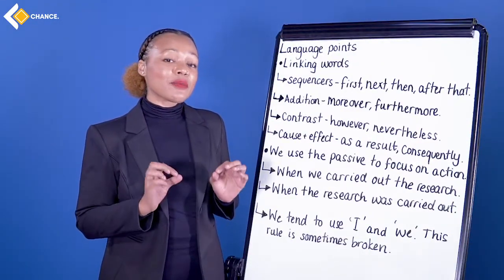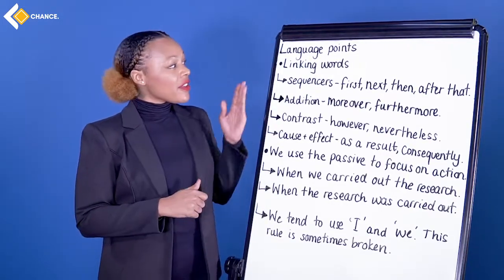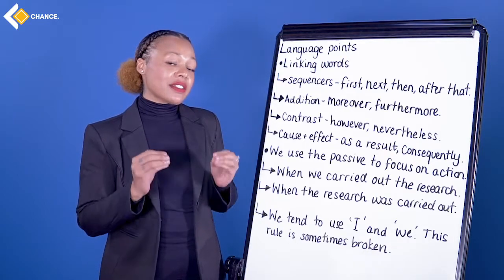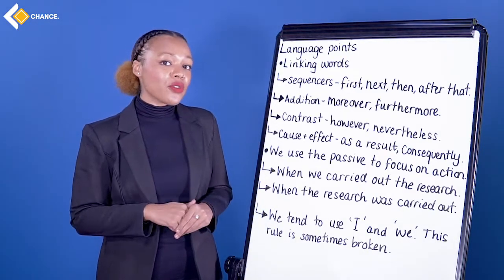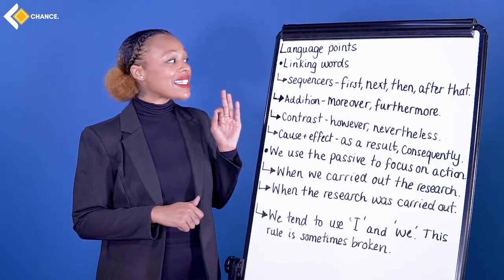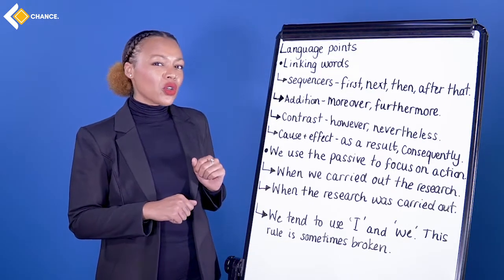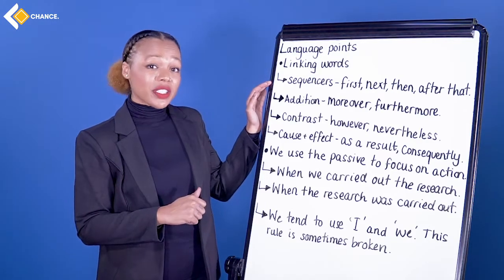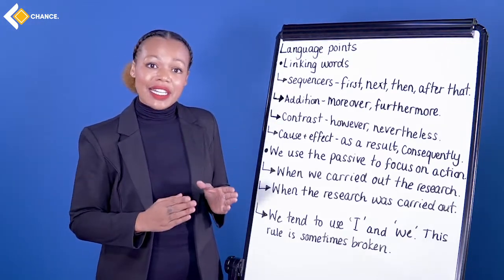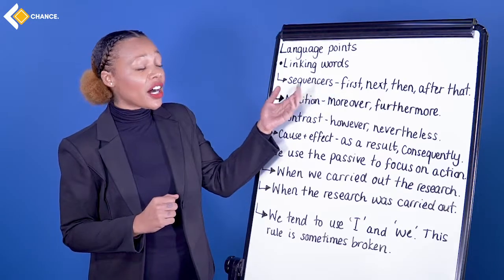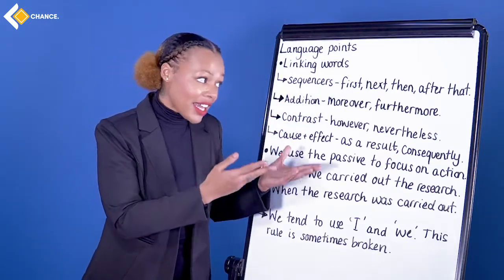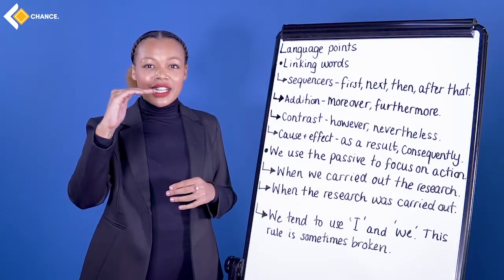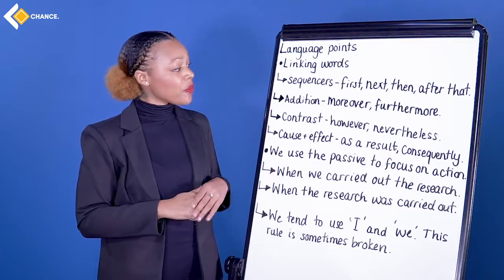Let's take a look at some language points. This is really nice vocabulary that will be commonly used in business reports. So let's go through them. The first one is linking words. Of course, I've told you about the structure that we will follow. So sequences, you will need to set out clearly, and you can do this by using first, next, then, after that, finally. This is going to give a nice structure to your report.